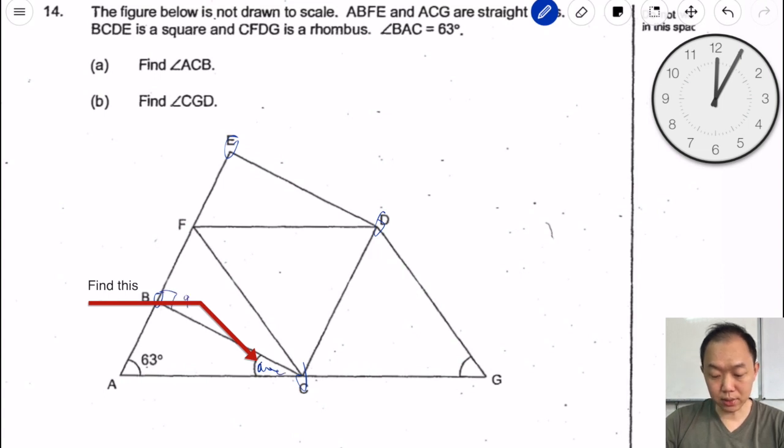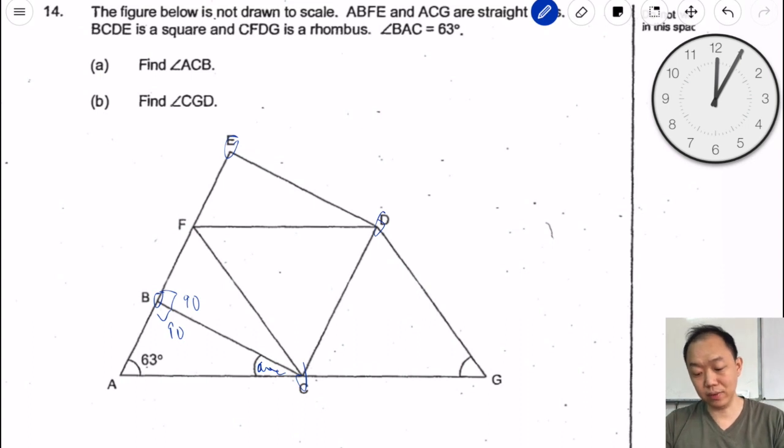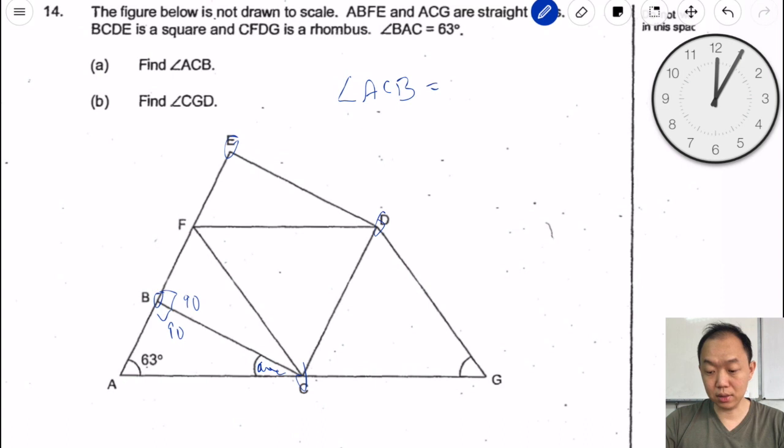I know this is 90 degrees because it's a square. So angle ACB is equal to 90 take away 63, so it's 27 degrees. That's the answer for the first one, part A. How about part B? Find angle CGD.